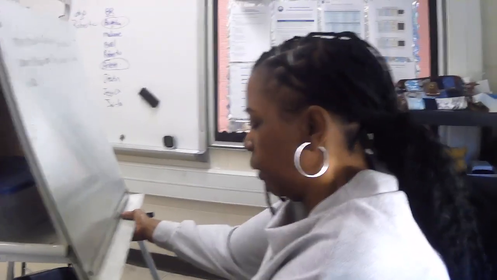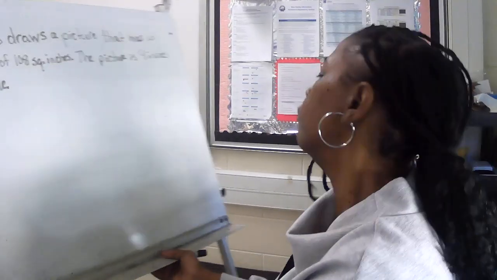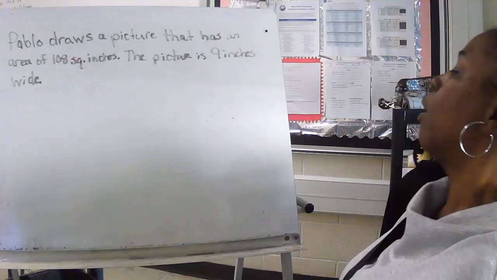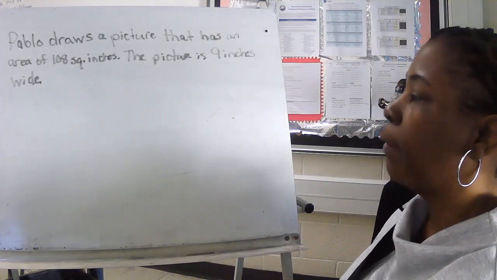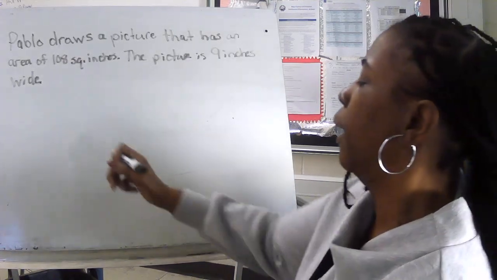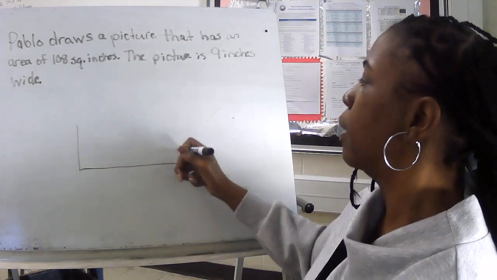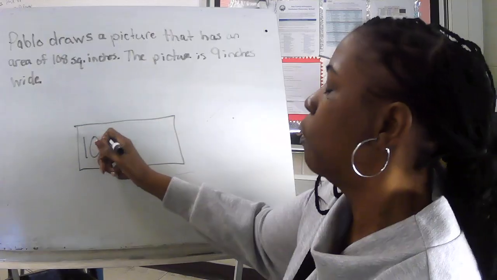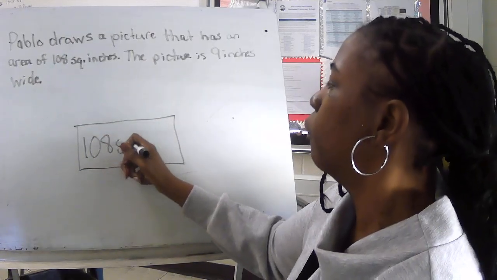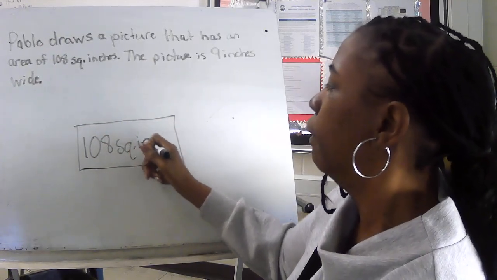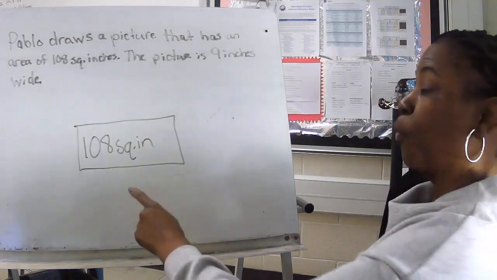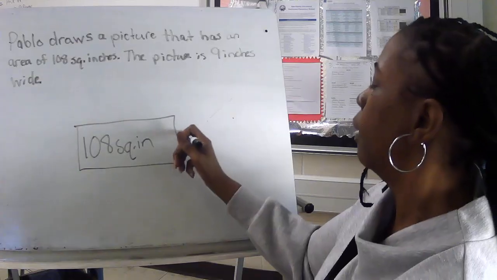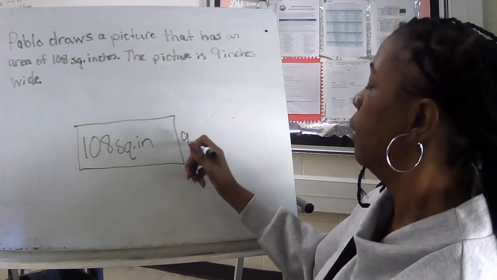Okay, so now let's go here. And this is about Pablo. Pablo draws a picture that has an area of 108. Okay? So I'm going to do a rectangle. Area of 108 square inches. So I'm going to put that inside, because I know area goes inside. It's always squared as well. And the picture is 9 inches wide. So this is the width, 9 inches.